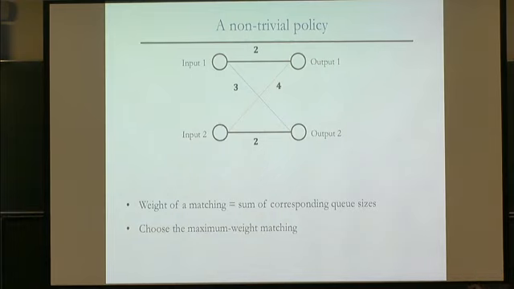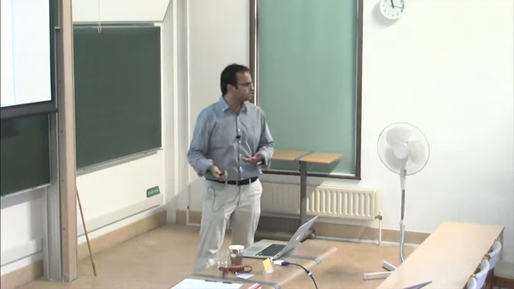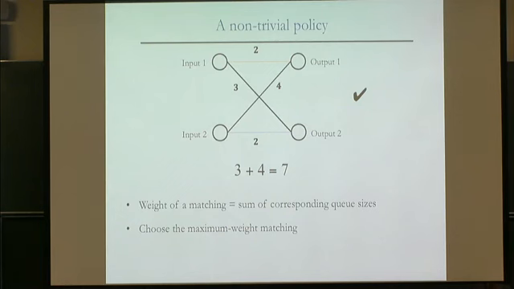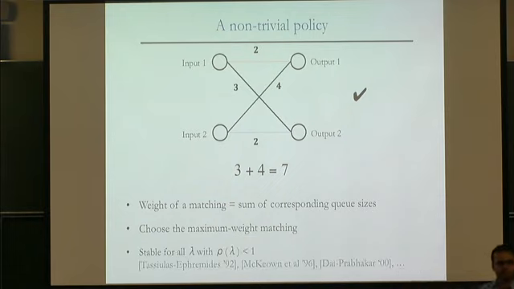I'm not going to discuss that. Coming back to this example, if this guy has weight 2 plus 2, 4, this guy has weight 3 plus 4, 7. These are my two choices. I'm going to choose the one which has highest weight, and hence this will be the max weight. It's a nice policy. It has all sorts of nice properties. Most importantly, to begin with, it is stable.